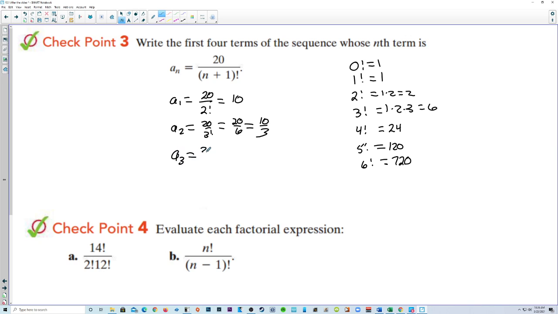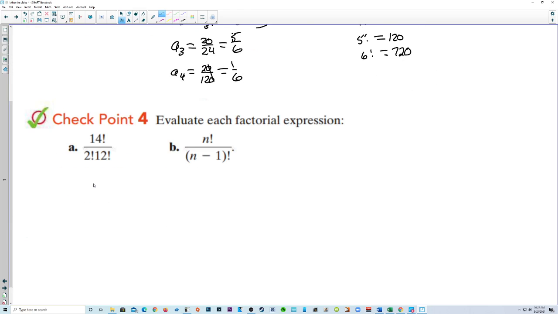A sub 3 is 20 over 4, let's see, I'm plugging in, 4 factorial, 24. 4 goes into both of those, 5, 6. A sub 4 is 20 over 5 factorial, which is 120. I can divide both by 10. So we're looking at 1/6.